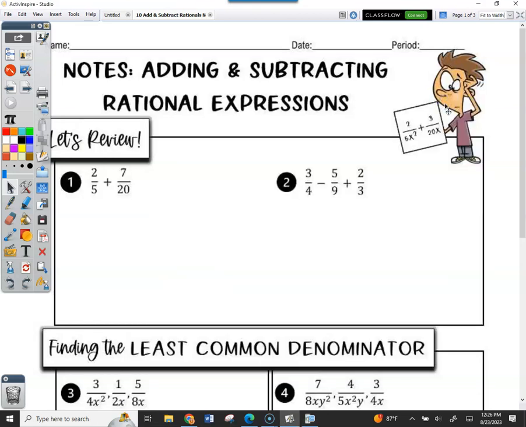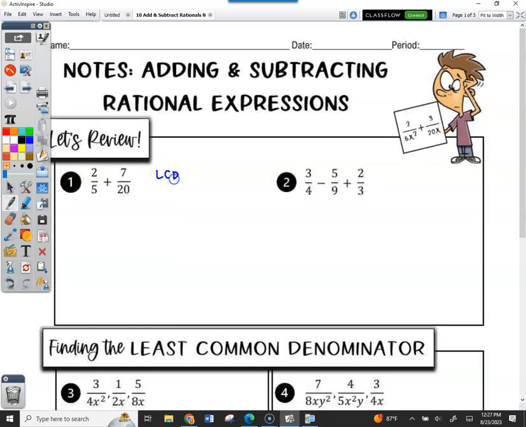GCF is the biggest number that will go into both of them. And LCD is the smallest number they both go into. See the direction there? One's a factor, one's a multiple. If that makes sense. And just remember this, it's backwards. Okay? The LCD is the biggest number or higher every time, because the big number's got to go into itself. So this is the LCD here.